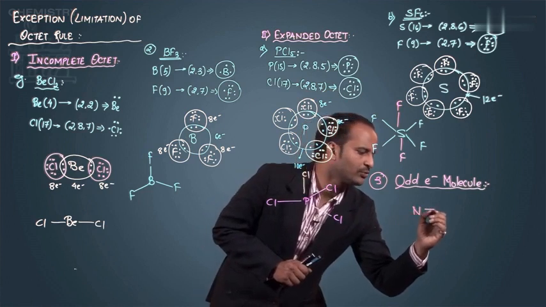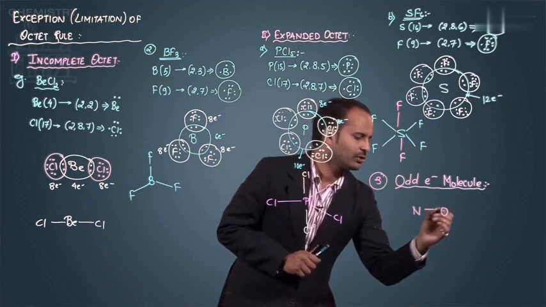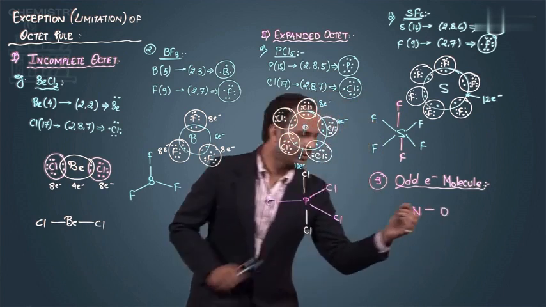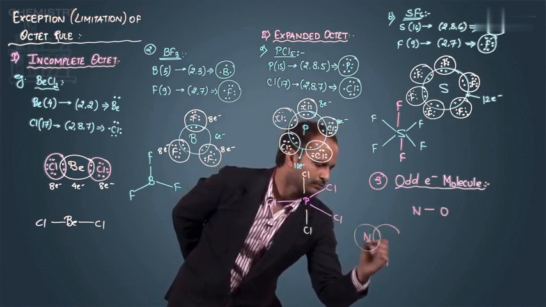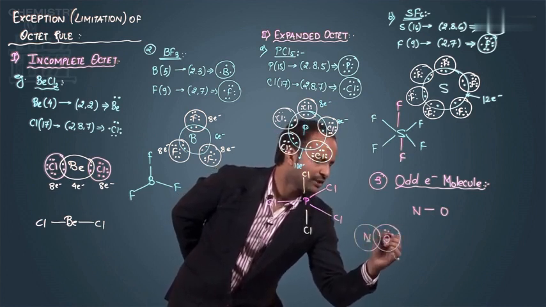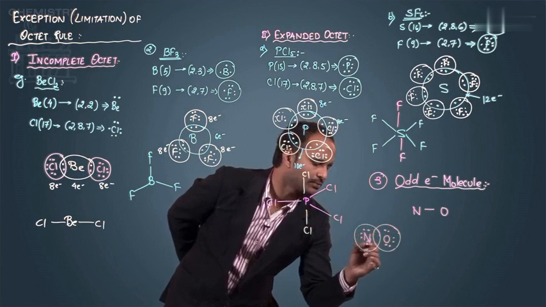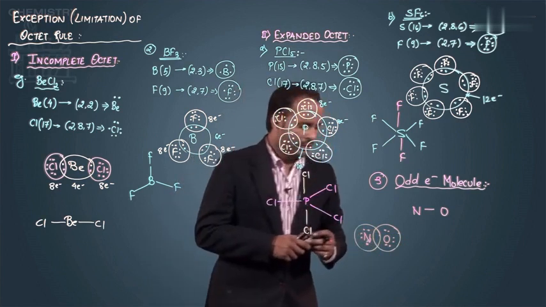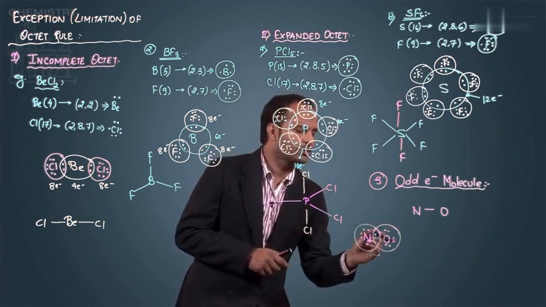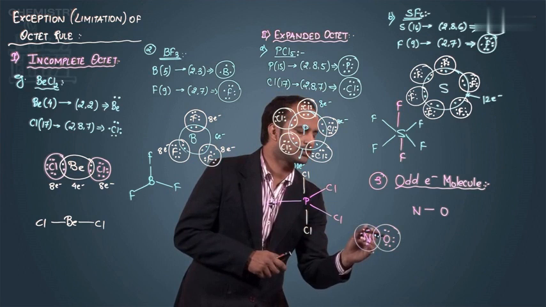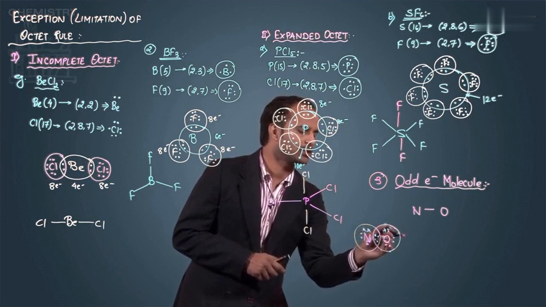The bond is formed between nitrogen and oxygen. Each oxygen has 6 electrons. Now let's see how it is formed. Oxygen has 6 electrons in the outermost orbit and nitrogen has 5. Oxygen requires 2 more electrons to complete its octet, so it shares 2 electrons. Similarly, nitrogen also shares 2 electrons, so oxygen and nitrogen share these 2 electrons.